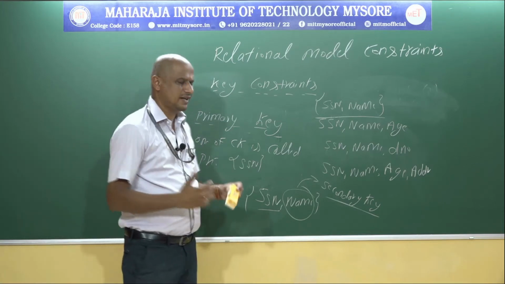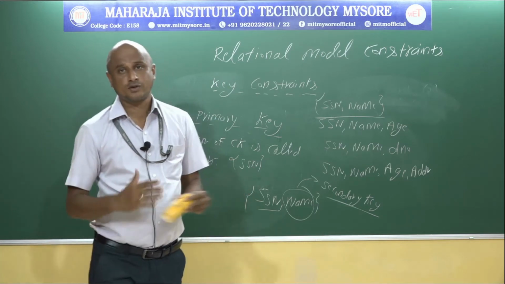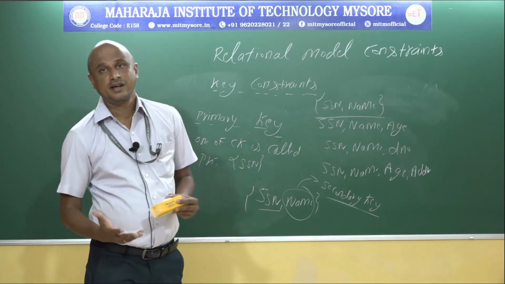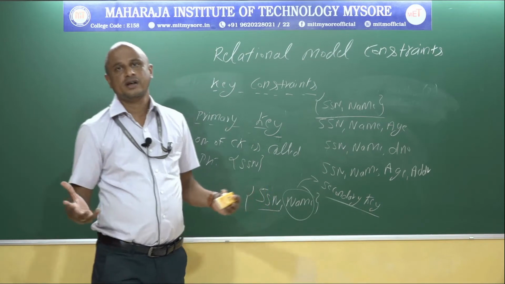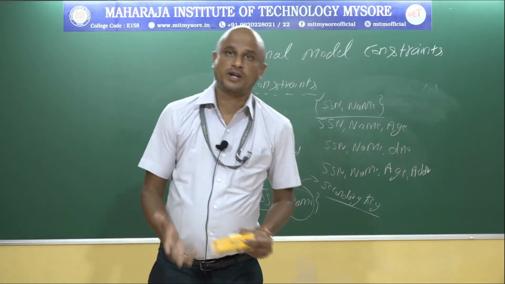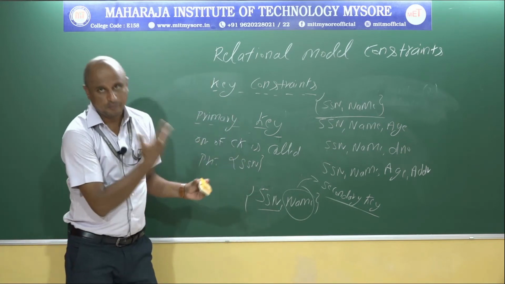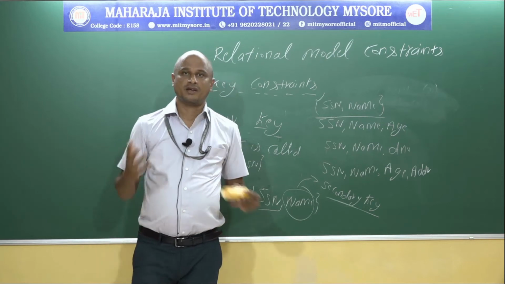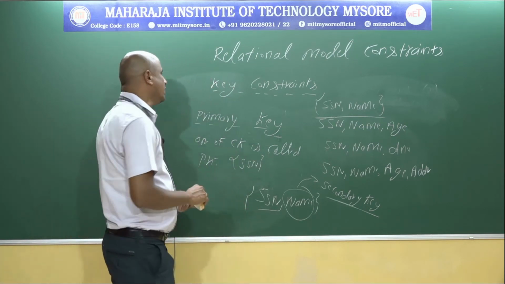A lot of times in exams, questions arise. Many question papers contain "Explain key constraints in a relational database." Then you can write a simple approach, a simple way to use your English to give a beautiful definition for super key, candidate key, primary key and secondary key.